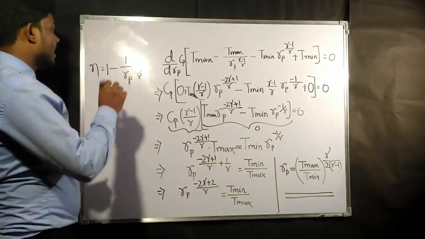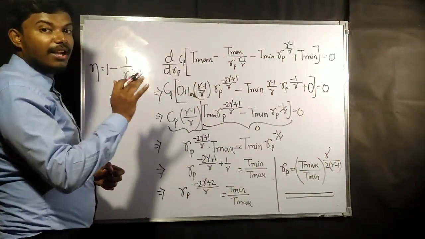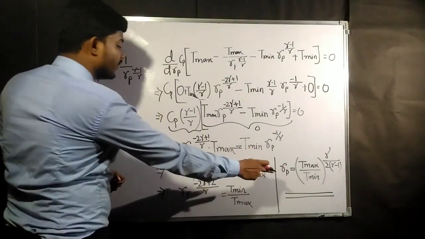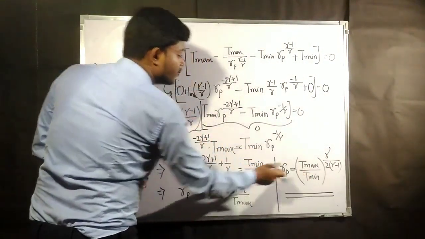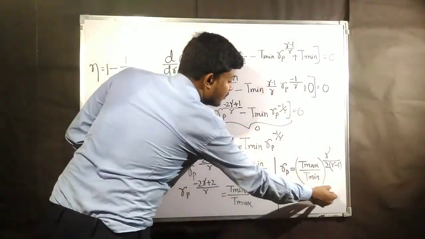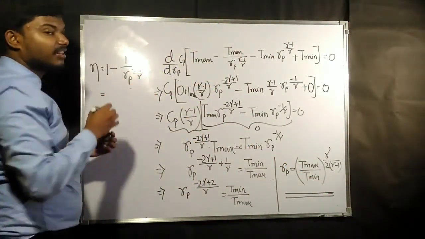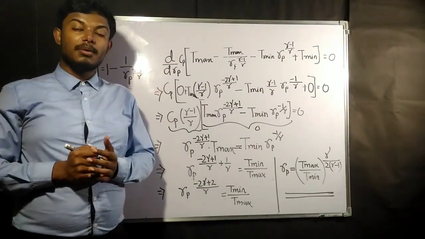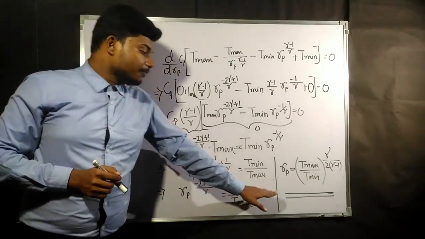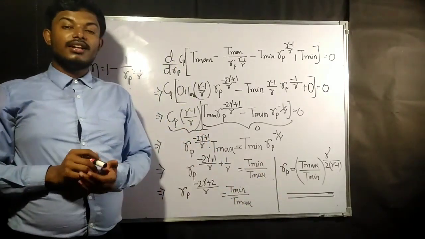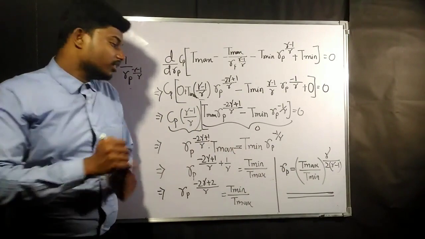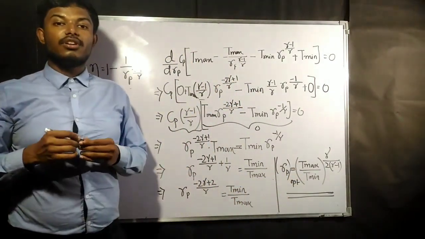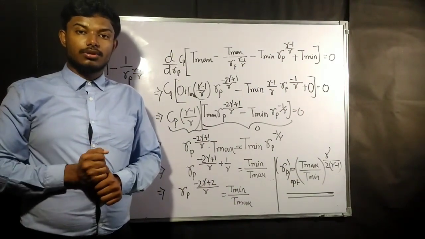So if they ask for maximum W net, what is going to be the efficiency? Nothing to worry, you are just going to put the value of rp for maximum W net here. Whatever efficiency you get is going to be your efficiency for maximum work output. So this is the optimum condition, you can write it as rp optimum, that means this is the optimum condition for getting the maximum net work output.